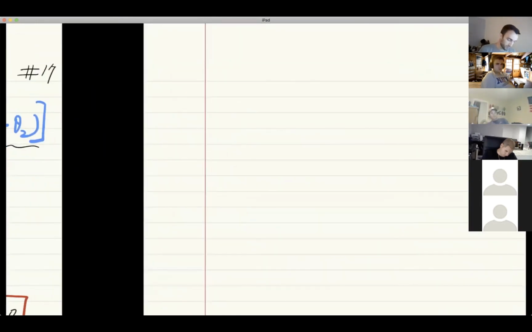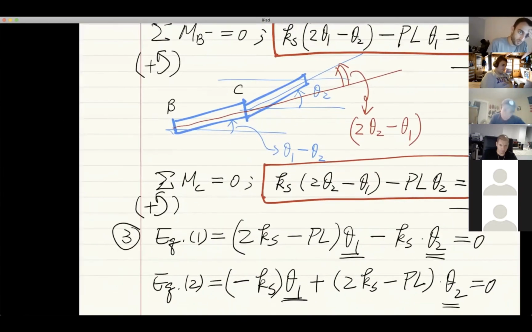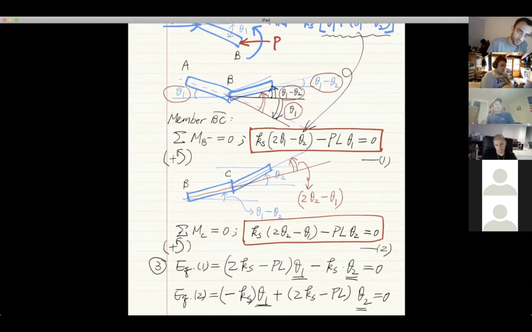Once we have arrived at this expression, then we can write the following. The expression can be written like this. We'll write this like a matrix. The coefficients associated with the first theta 1, which is this one here, is going to be element 1,1, and the negative Ks will be the element 1,2. Negative Ks is going to be element 2,1, and the 2Ks minus PL will be element 2,2.